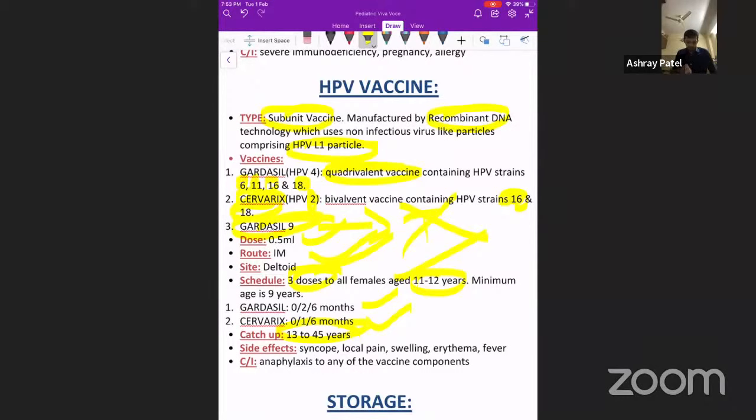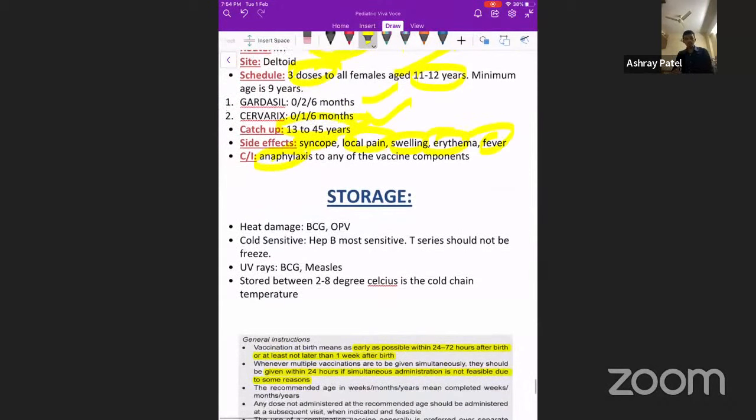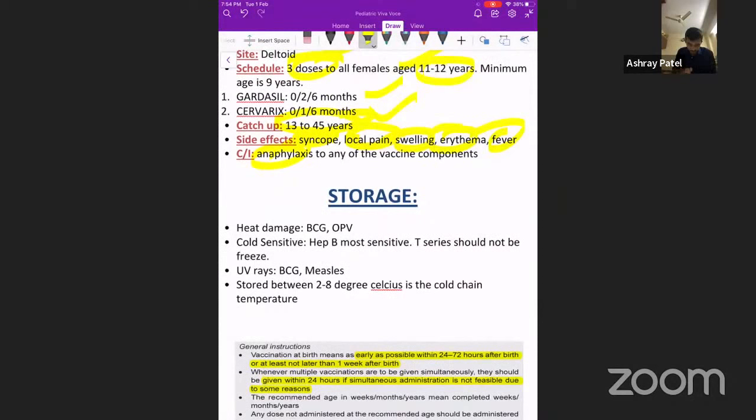Side effects can be syncope, local pain, swelling, erythema, or fever. And contraindication is anaphylaxis. Fine. Now, a small point regarding storage. The cold chain temperature in India is between 2 to 8 degrees Celsius. So for any vaccine, if they ask what is the storage temperature, then go ahead and tell it confidently: it is 2 to 8 degrees Celsius, because the cold chain temperature recommended in India is 2 to 8 degrees Celsius.